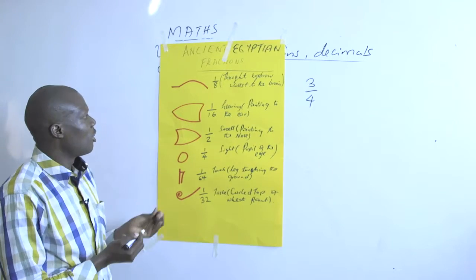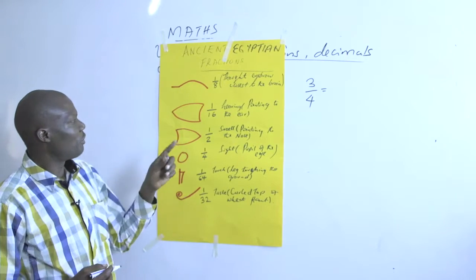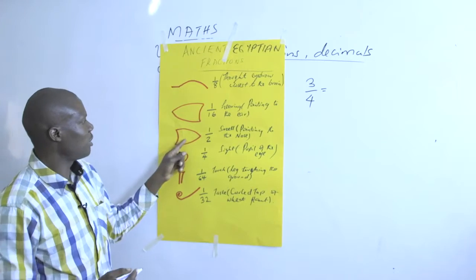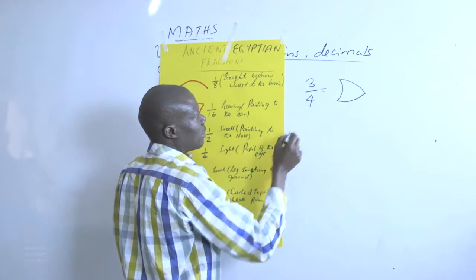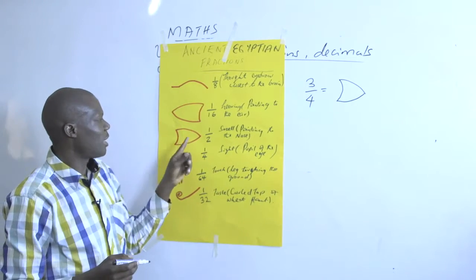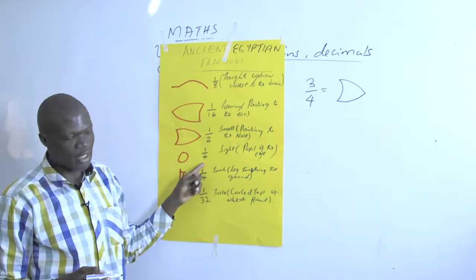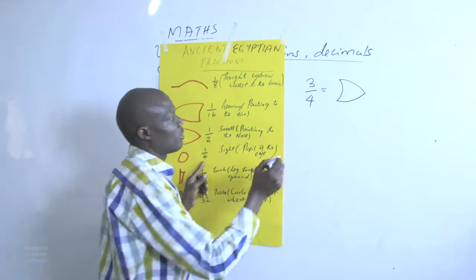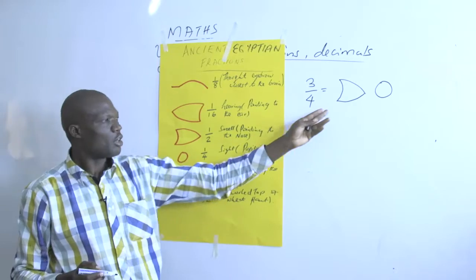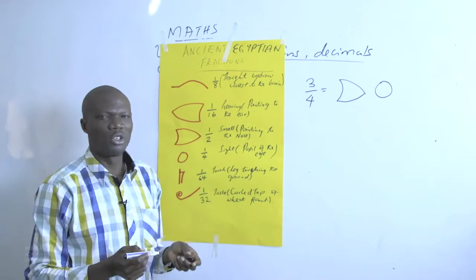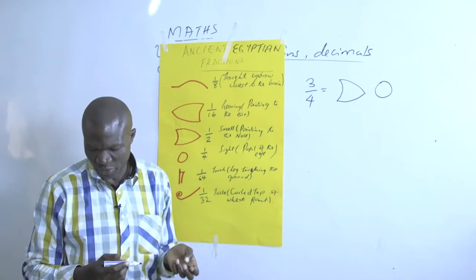So to represent 3/4, first we shall take a half. A half is this sign here. That sign is a half, which is the same as 2/4. And then we look for a sign which has a quarter, and a quarter is like this. So we have a combination of two symbols, and the two symbols here represent 3/4.